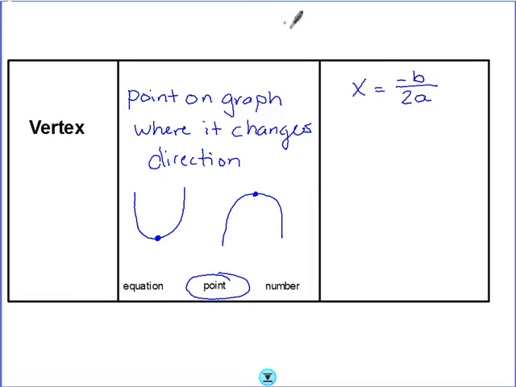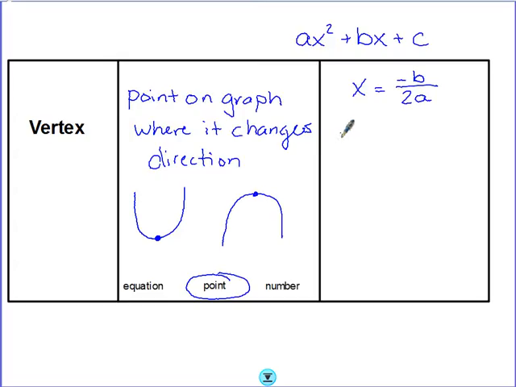Alright. Where did b and a come from? Well, remember when we were factoring and we wrote our equations in what we call standard form. So ax squared, a can be any number, plus bx, b can be any number, plus c. So that's the way that we wrote our equations. So b is going to be this number right here, which is the coefficient of the x, and a is going to be this number that's the coefficient of the x squared term. So let's do an example.